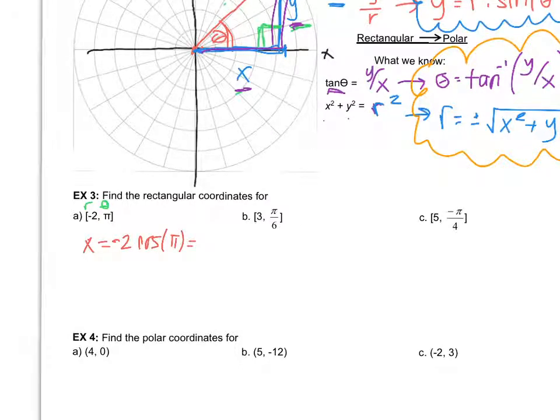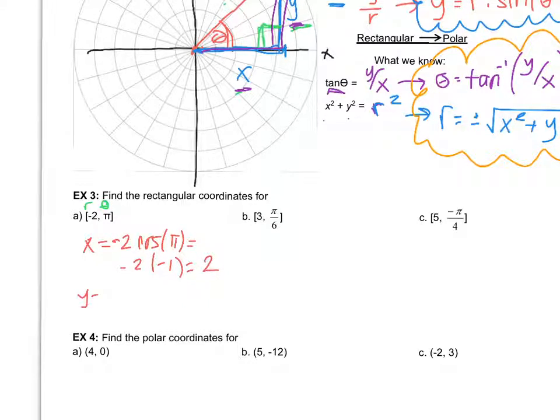And from our unit circle, we know the cosine of pi is -1, meaning the x value at pi on the unit circle. So -2 times -1, this just means x equals 2.